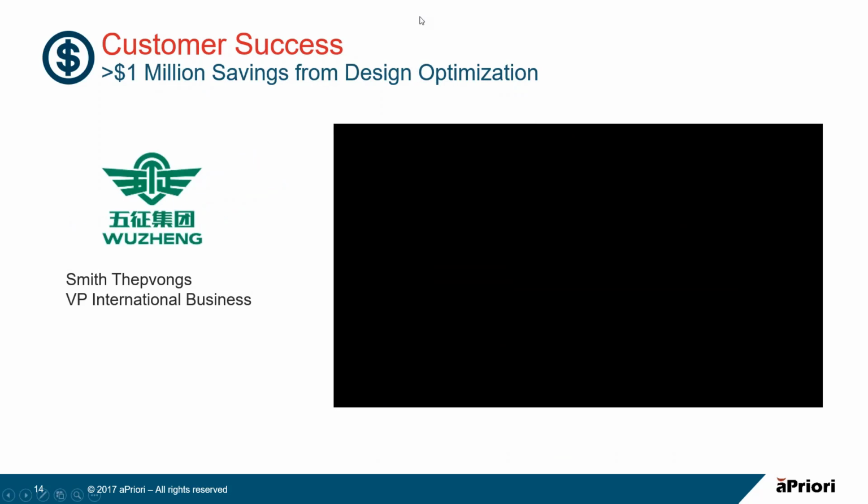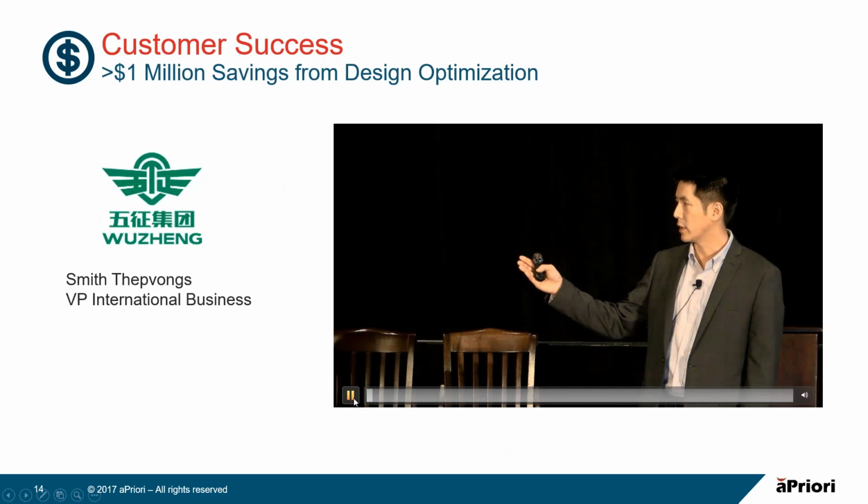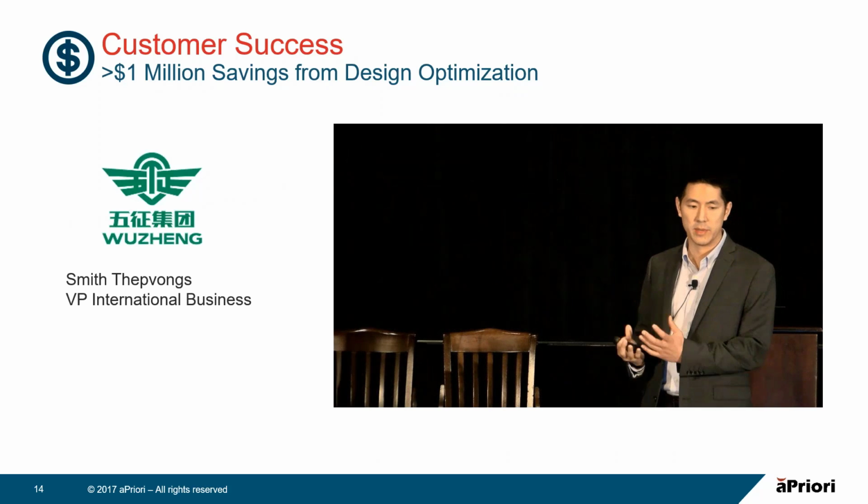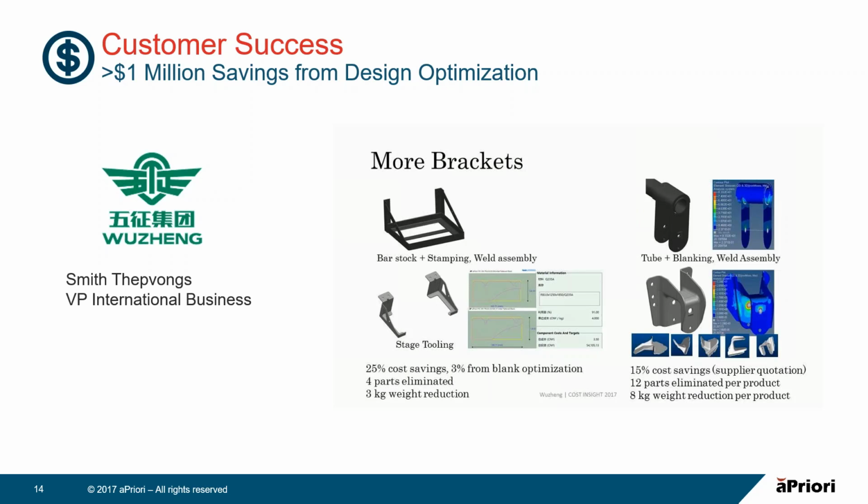So the next example we have is from Wucheng, and we're going to hear about what they were able to accomplish using aPriori. So here we're going from a lot of pieces that were bar stock and a big stamping plate, a lot of welding, and moving that to two pieces with stage tooling. We realize 25% cost savings. This is achieving the same maximum stress level, so we expect the reliability to be the same, saving 3 kilograms of weight.